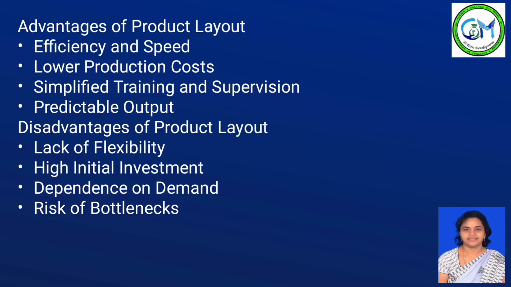So it arranges all the things in a proper manner, it reduces the per unit cost due to the economies of scale. High production volume reduces the cost of materials and labor per unit. Simplified training and supervision. Workers are trained to perform specific tasks, which simplifies training and supervision, and it is also predictable output. So consistent and predictable output, making it easier to manage inventory and meet customer demands.